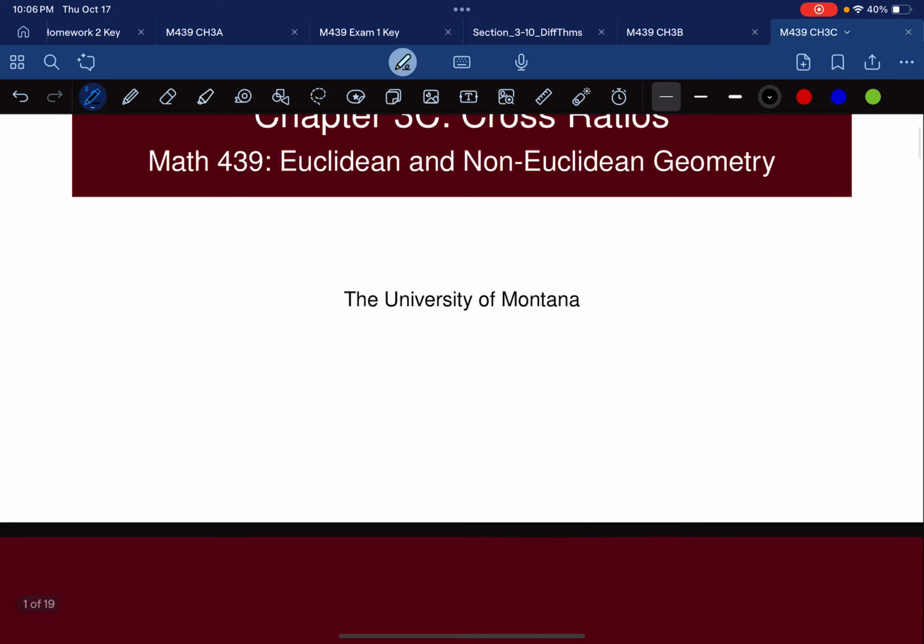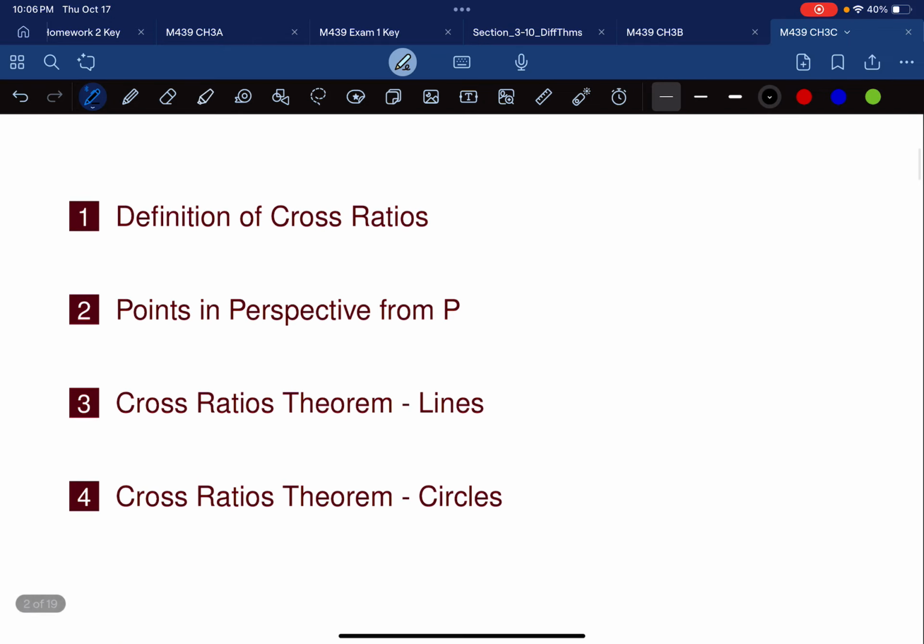So what we have in store for the whole chapter is I want to define what a cross ratio is and then talk about points in perspective from P. And then I want to start to talk about a cross ratio theorem. And that theorem is the one that we'll end on today. So we'll try to get through 1, 2, and part of 3. And then I'll finish up the rest, 3 and 4, on Monday.